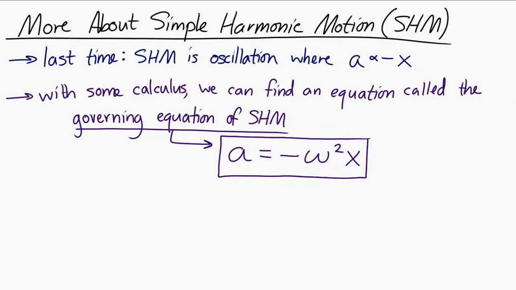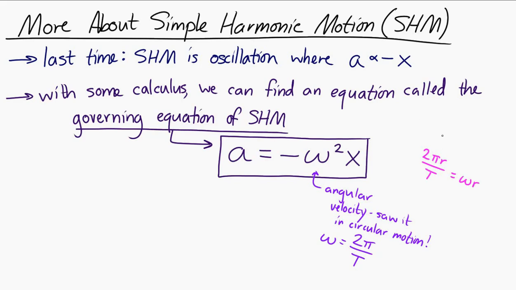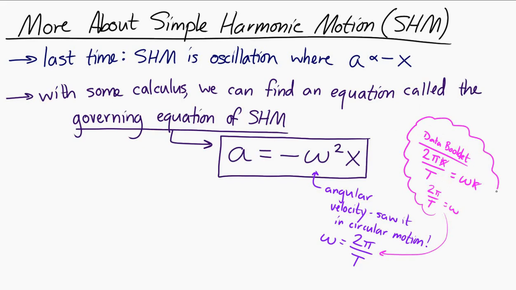Now, angular velocity, we've seen that before. We saw it in circular motion. And if you remember, in circular motion, we saw that the angular velocity is equal to 2 pi over the period. Now, we didn't see exactly that. In your data booklet, you get that 2 pi r over the period is equal to omega times r. So you cancel out the r's, and you get what I said. But the point is, the period and the angular velocity are very closely related. If you know one, you can get the other. And also, the frequency is very closely related to the period, right? If I know the frequency, well, frequency is the inverse of the period, so I can get the period.